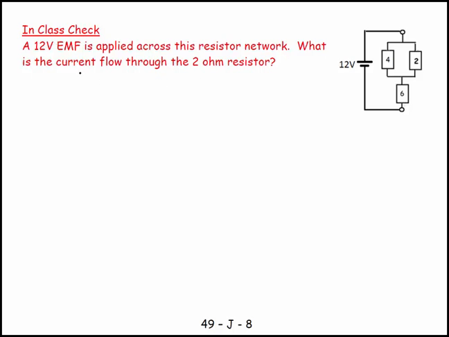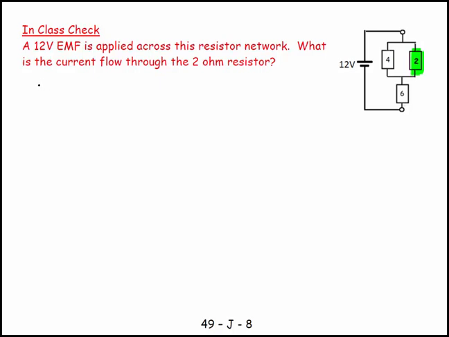A 12 volt EMF is applied across a resistor network. What is the current flow through the 2 ohm resistor? So let's just highlight this. I want to know the current flowing through that component there. And I'm going to do the slow and steady way of doing this. Well, try and solve it in one step.